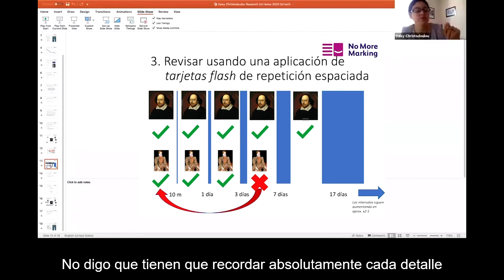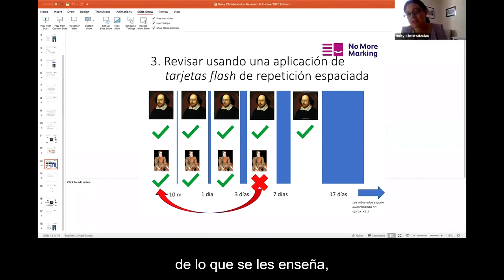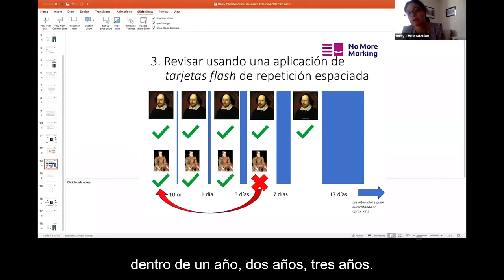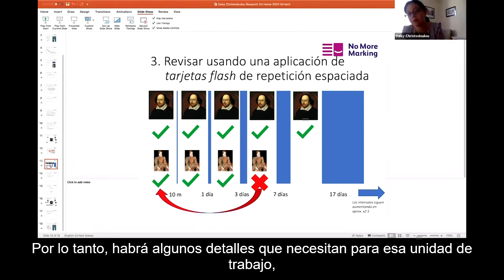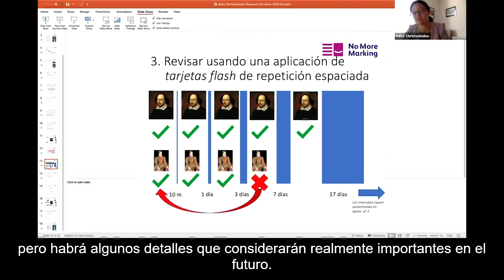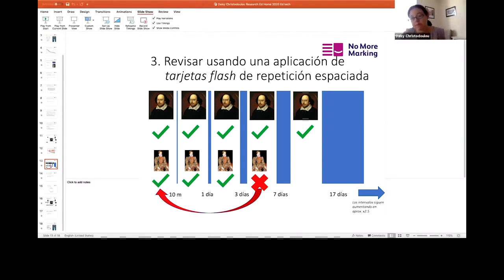I'm not saying here that you want them to remember absolutely every detail of what you are teaching. As I say, you do want to probably be focusing on what are the things I want them to remember in a year's time, 2 years' time, 3 years' time. So there will be some details that you need for that unit of work, but you probably don't need for the long term. But there will be some details where you think, yeah, this is really important for them to remember going forward. Thank you.